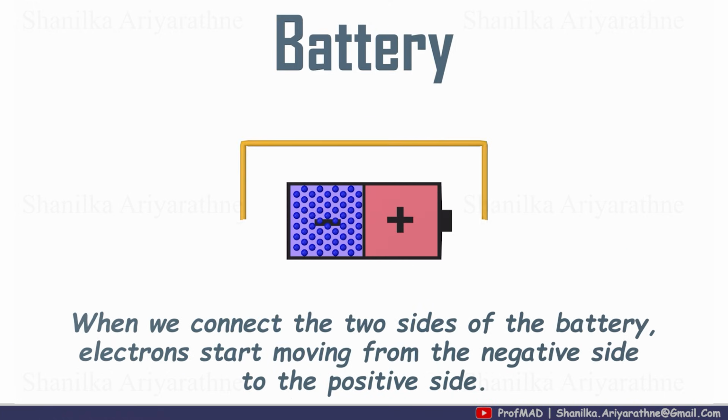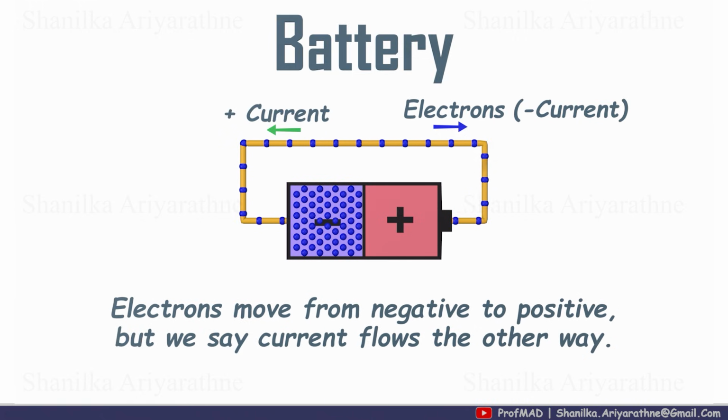Now, let's give those electrons a path to travel. If we connect the two sides of the battery with a conductor, the electrons start moving from the negative side to the positive side. Technically, this is a negative current because the electrons are negatively charged. But remember, we humans don't like negative things. So by convention, we simply say that the current flows from the positive side to the negative side, even though the electrons are moving the other way.